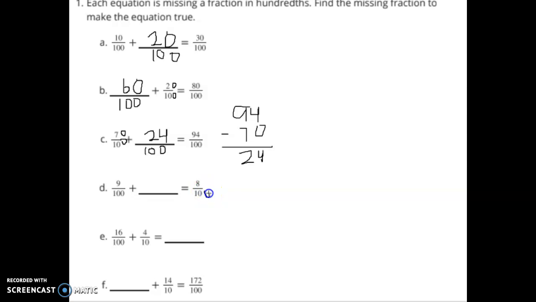I'm going to add a 0 here. So I have 9 hundredths plus what equals 80 hundredths. So if I do 80 minus 9, that would get me 71 hundredths. Now they're not the same, so I'm going to make the 4 tenths into hundredths. 16 plus 40 hundredths. I'm going to write 40 plus 16 to help me out. I might not be able to do that in my head. 6, 5, that is 56 hundredths.